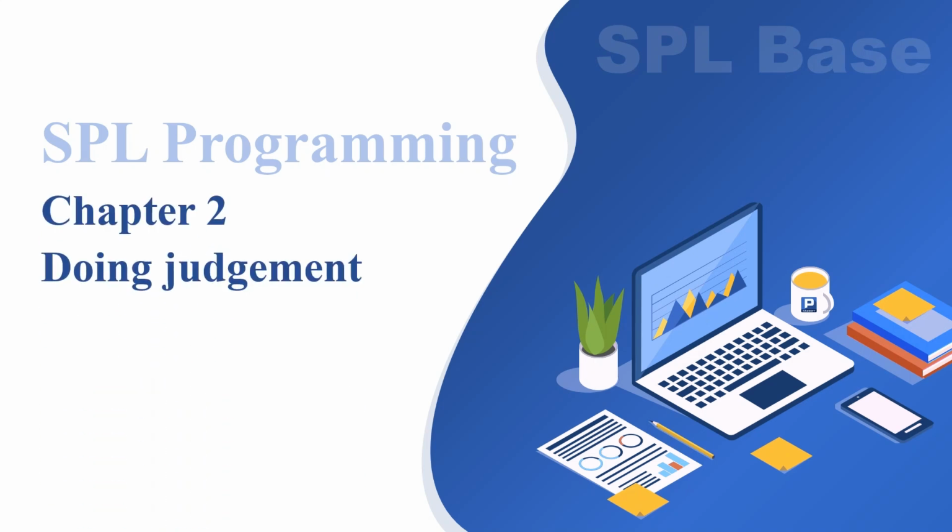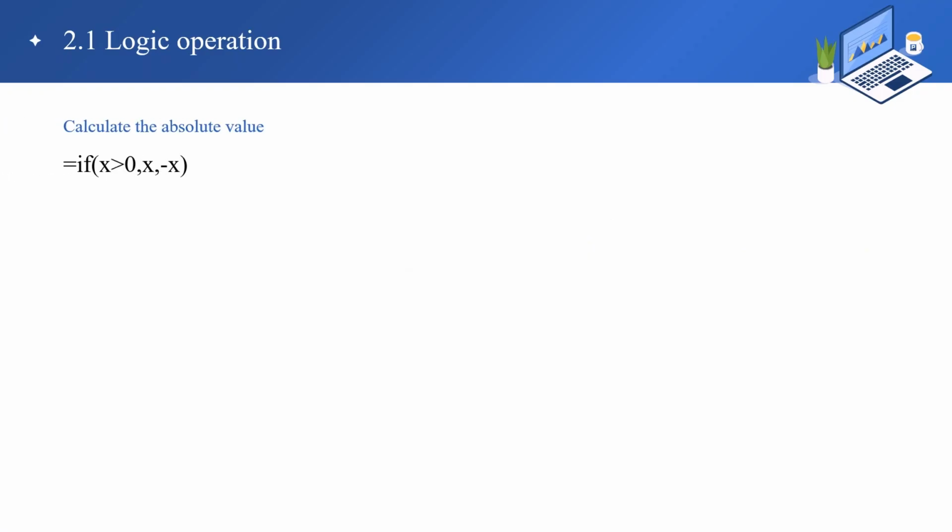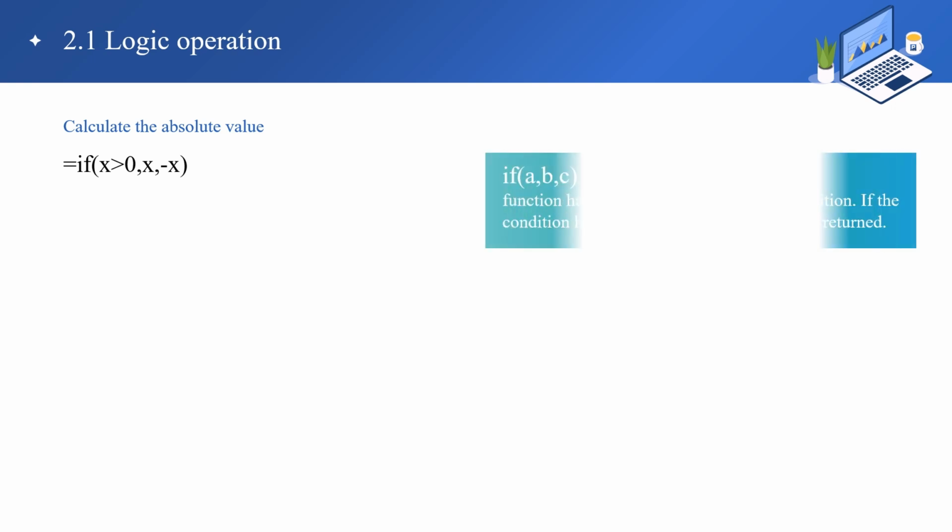Chapter 2. Doing Judgement. Section 1. Logic Operation. If we want to calculate the absolute value of a number, we need to judge whether the number is greater than 0 or less than 0. We introduce the if function to achieve this.